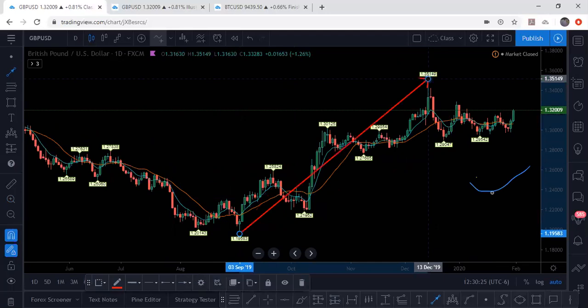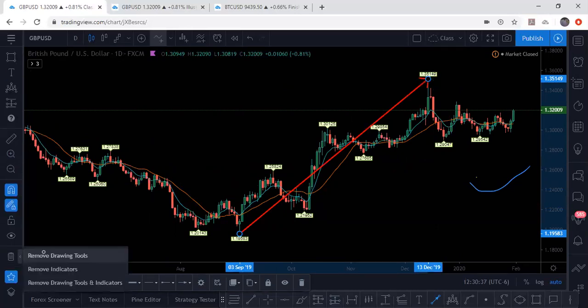Who's drawing on my chart? This up movement from here to here is what we see on that daily time frame. So let's remove that.